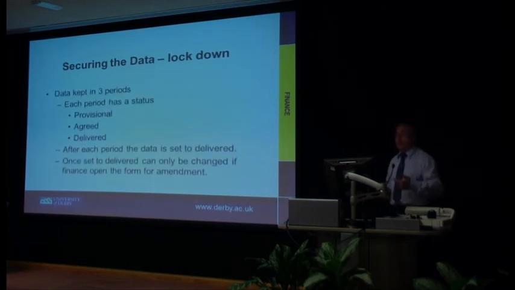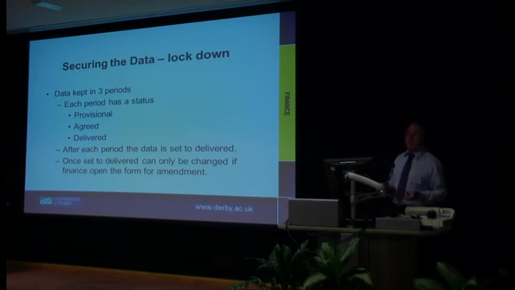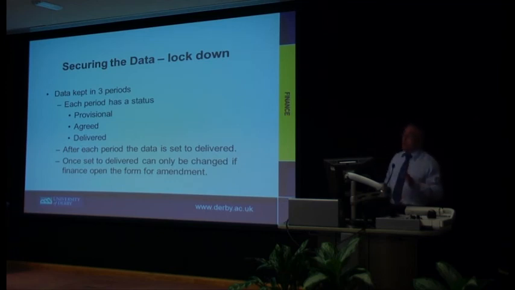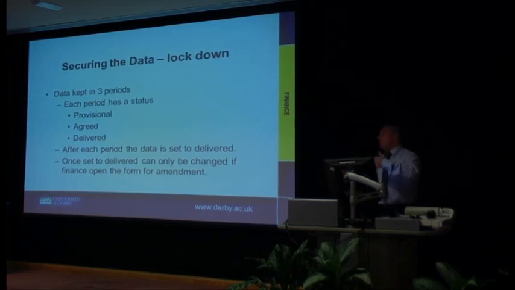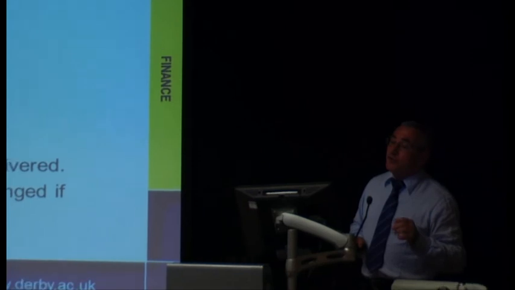So each period has 3 statuses. Provisional, which means the manager's put it in, not yet discussed it with the individual. Agreed, he's discussed it with the individual and agreed. Delivered, post-period, they've agreed that that's what the person did, and we lock the data down. We wanted to do that because, as I said, we use the data to code to nominal. We use it to extract for budget purposes when we're preparing budgets. And once a period is set to delivered, only finance can reopen it for changes to that period. And that's me done, and questions will be taken later.